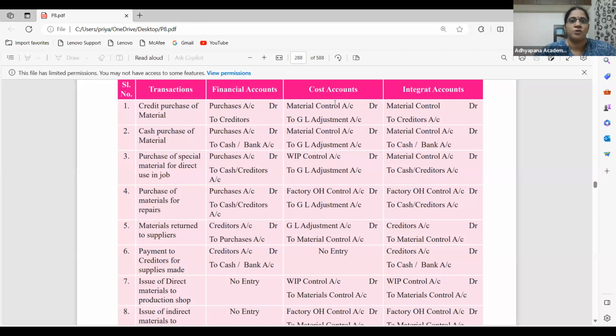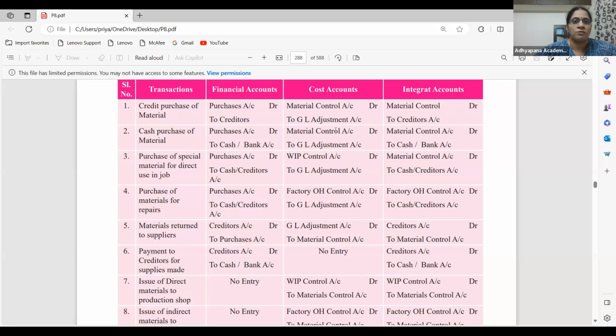Both mean the same. So it is material control to general ledger adjustment. Under integrated accounting, take the debit from cost accounts and the credit from financial accounts. So the entry will be material control account debit to creditors. Okay. Cash purchase of raw material, purchases to cash.